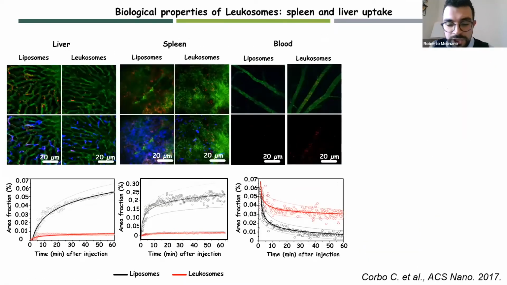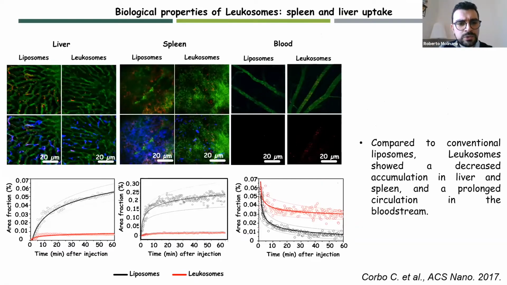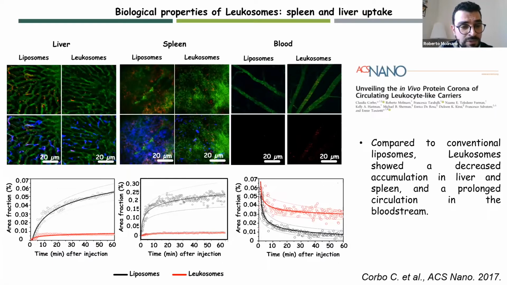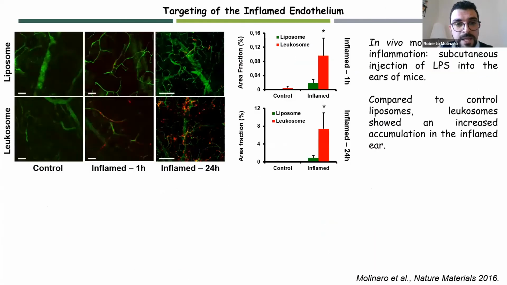The biological evaluation of these leukosomes allowed us to study their behavior once injected in vivo. And as you can see, compared to conventional liposomes, leukosomes showed a decreased accumulation in the liver and spleen and a prolonged circulation when in the bloodstream.